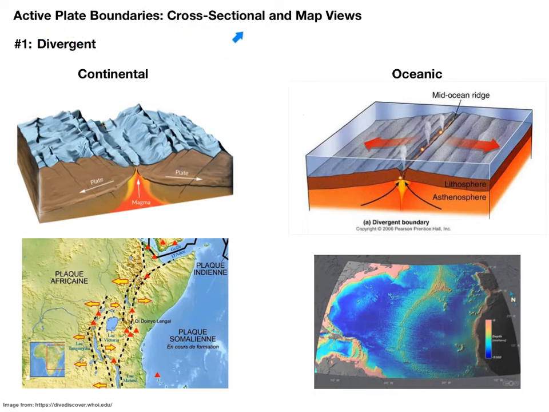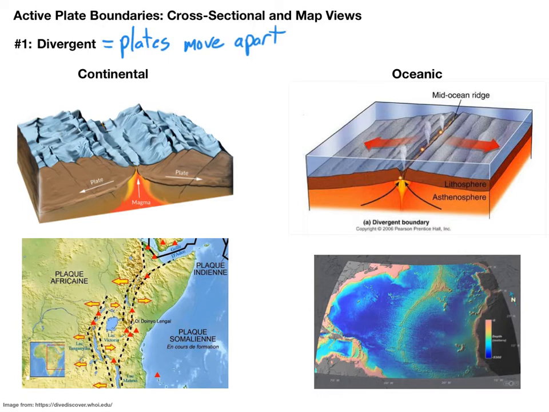So you're going to see cross-sectional and map views, where a cross-sectional view is where you would cut into the Earth, and you can look at it from the side, so you can see what's happening up above and down below. And we see that the first type of boundary we're going to talk about is divergent. So if you have a divergent boundary, we see that plates move apart.